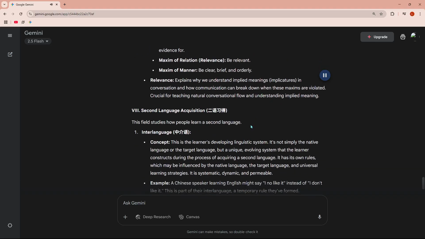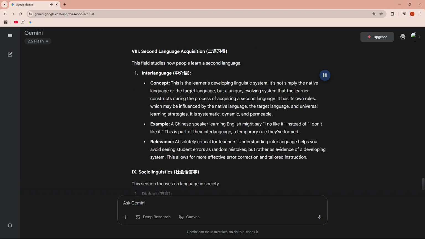VI. Second language acquisition. This field studies how people learn a second language. 1. Interlanguage. Concept. This is the learner's developing linguistic system.